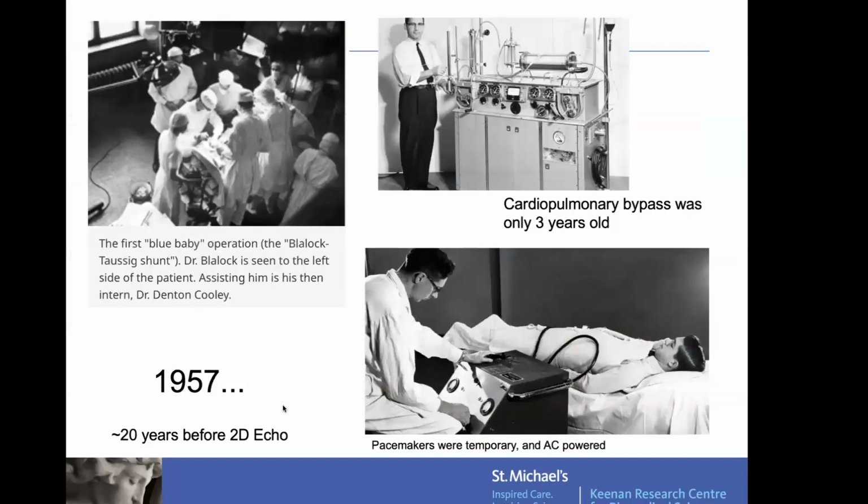And cardiology, like all fields of medicine at this time, was in rapid development. There were big advances in pediatric cardiac surgery that allowed for corrective operations of congenital heart disease. As you can see, the first BT shunt surgery was done around this time. Cardiopulmonary bypass was only 3 years old. And at this time, pacemakers were just starting to be developed.